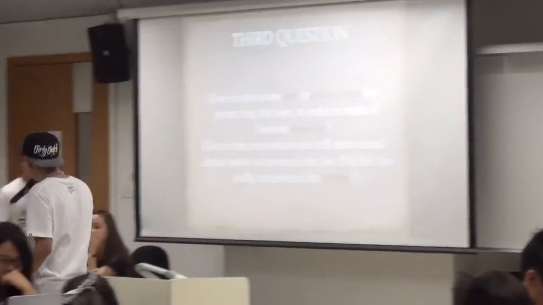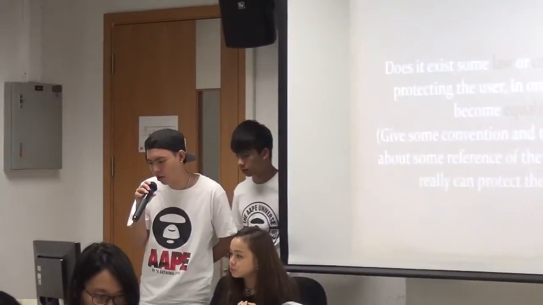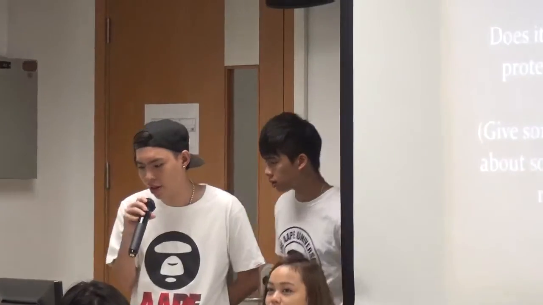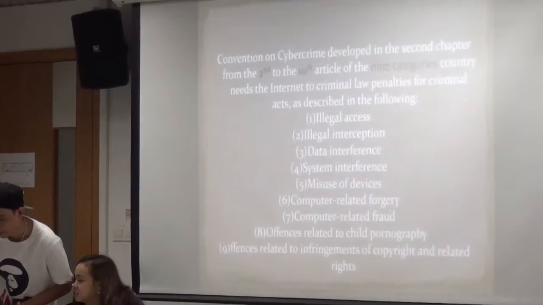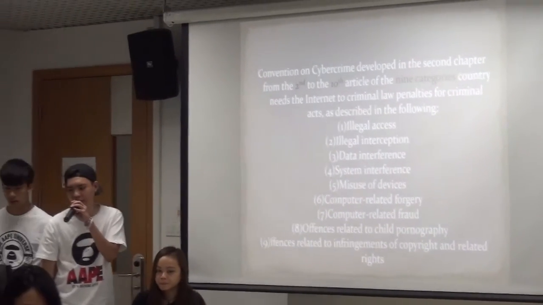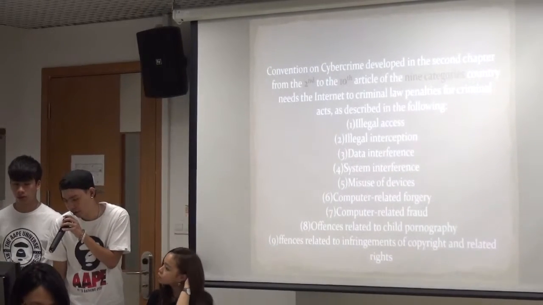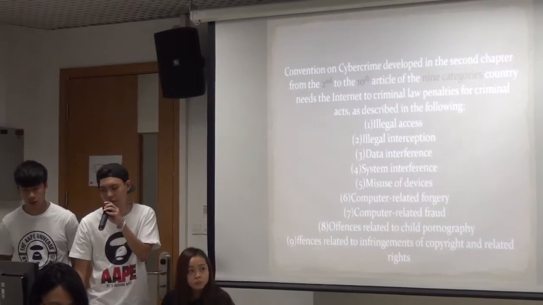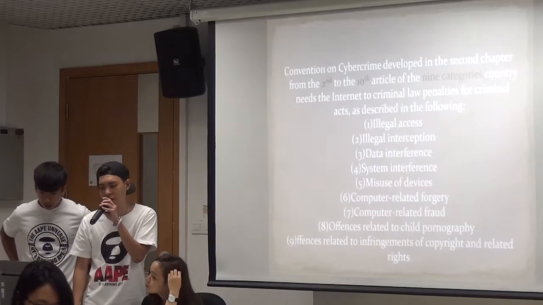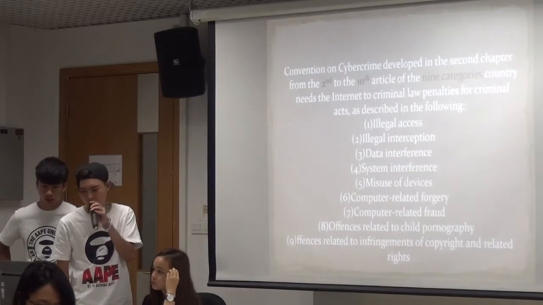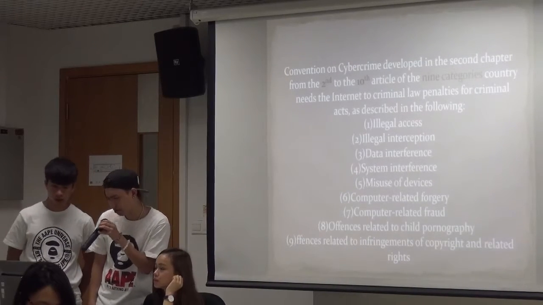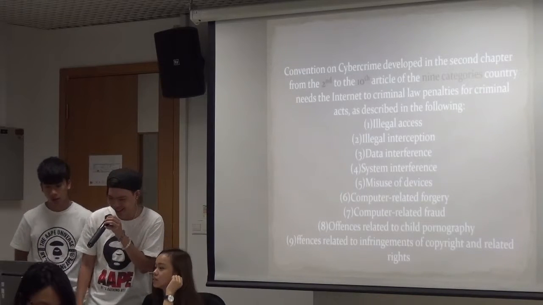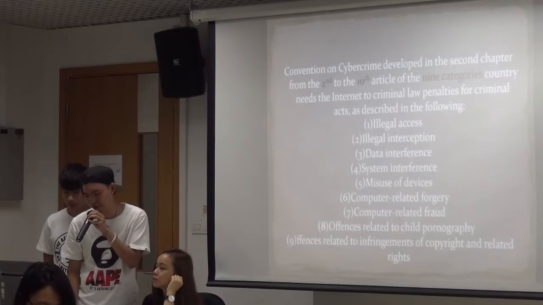It's my turn now. The first question: how does the CISG or some law or convention protect the user in order to make it equal? The Convention on Cybercrime developed, in its second chapter, from the second to the tenth article, nine categories listing internet crimes under criminal law, as described in the following.